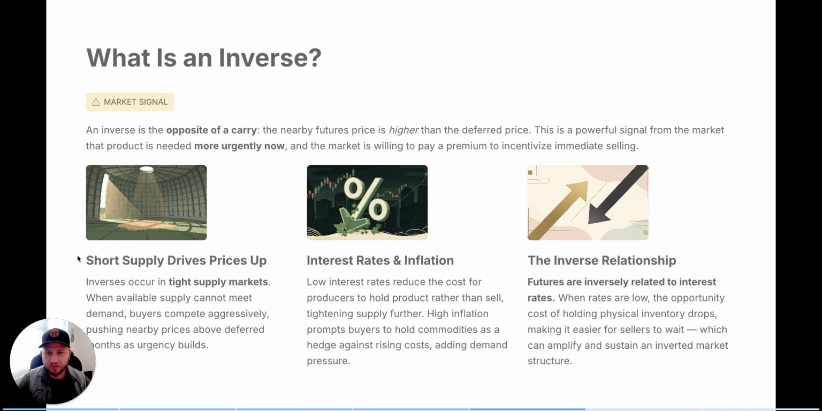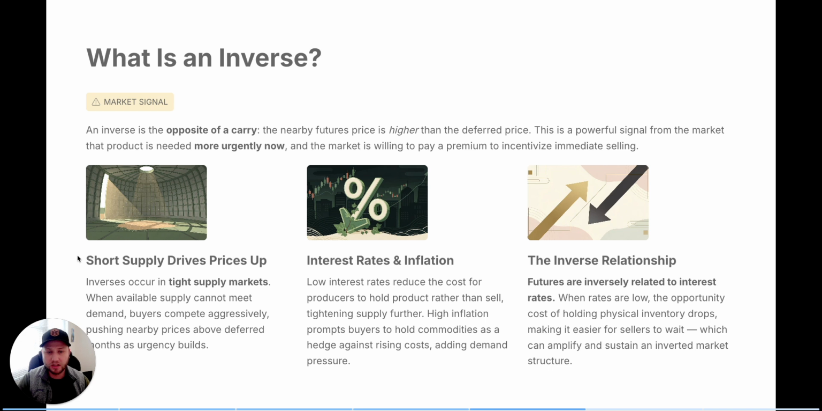So what is an inverse then? An inverse is the opposite of a carry. That's where the nearby futures price or spot price is higher than the deferred price. And this is a very interesting situation. We have seen those in the past number of years, especially coming out of COVID. It's a powerful signal from the market that the product is needed more urgently now. And that's the market willing to pay a premium to incentivize this immediate selling.